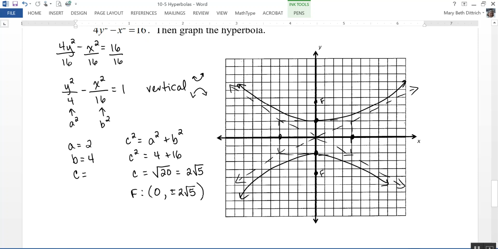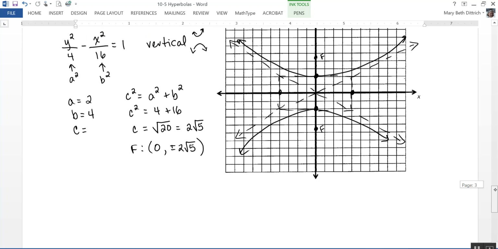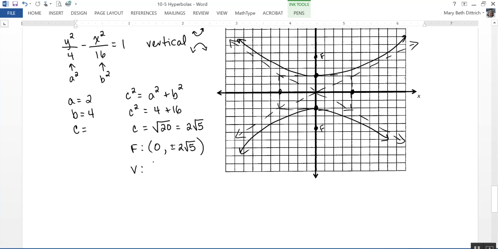Oh, I need to identify my vertices. I didn't do that yet. Let's do the vertices. My vertices are at the points 0, plus or minus 2.